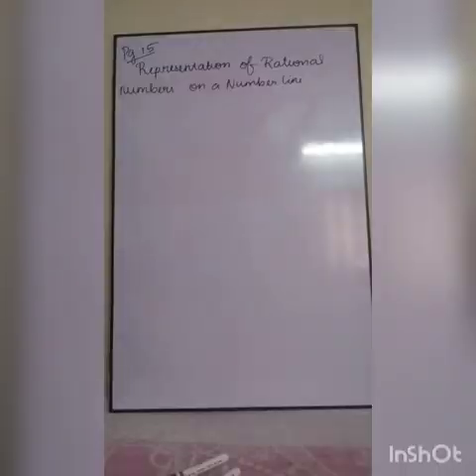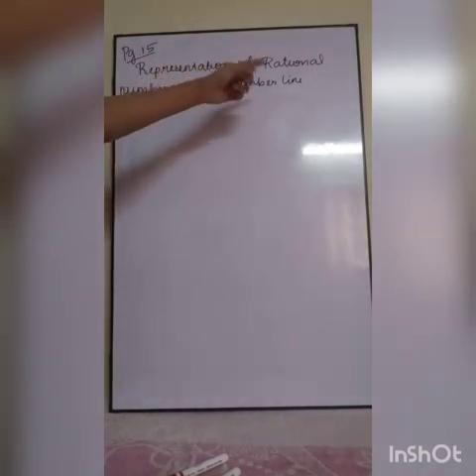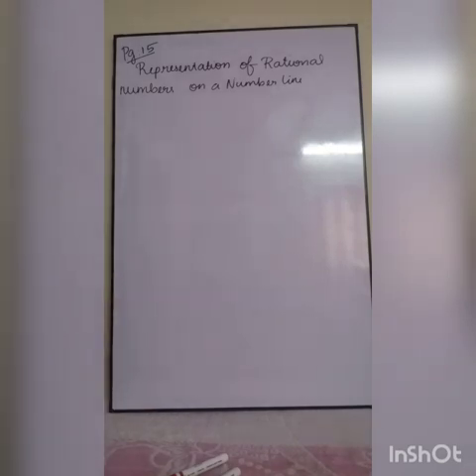Today we are going to discuss a new topic in chapter 1. You can take page number 15 in your NCERT textbook, children. In that there is a topic given, representation of rational numbers on a number line. So now what we are going to do is represent the rational numbers on a number line.